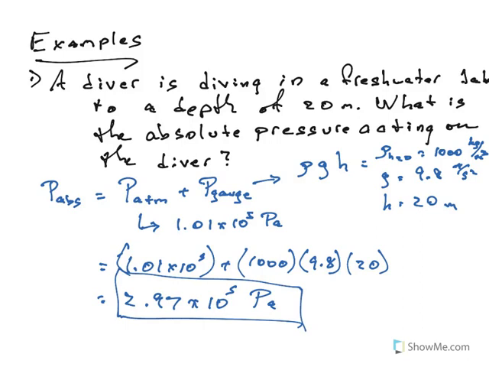So here, a fairly clear example. Something's going down a certain depth in a fluid. We want to figure out the pressure on that thing. In this case, we want the absolute pressure. So, because we want absolute pressure, that means we need to take into account atmospheric pressure, which is a constant. And then we need to calculate the change, and in this case, the change is occurring because of the depth in a fluid. And we plug the numbers in and we get our answer.